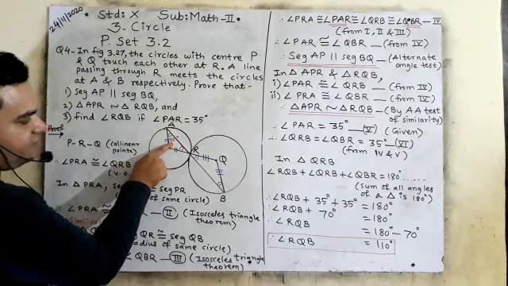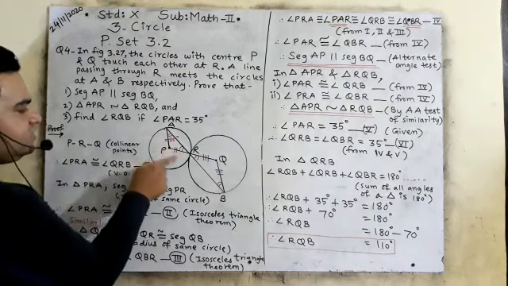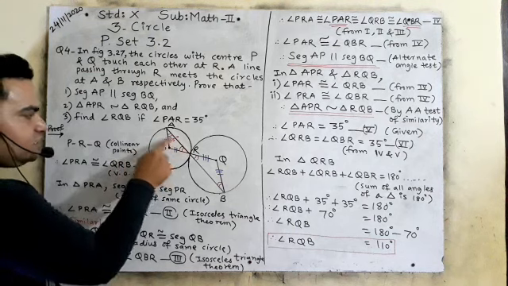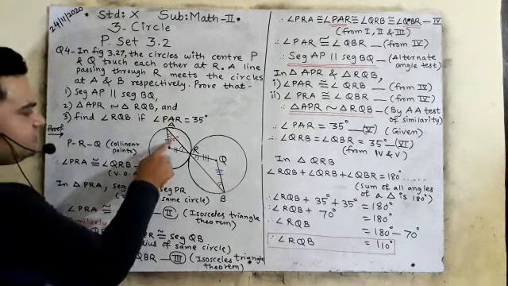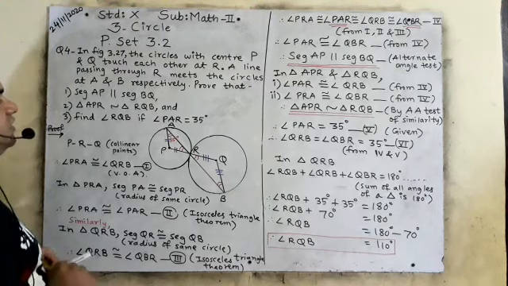So these two angles will be congruent. If this one is 35, then this angle also will be 35. Why? Because these two sides are congruent, so these two angles are also congruent. This is 35, so this is also 35. Is it clear? Now see here.